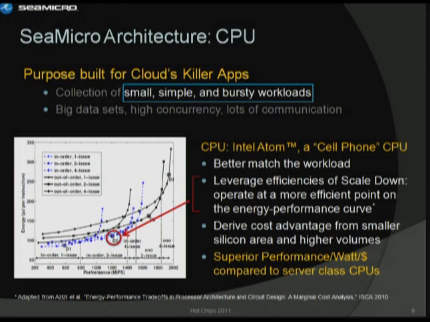So the first choice at hand was the kind of CPU we use. Now, the SeaMicro architecture is completely agnostic to the kind of CPU we use because we virtualize PCI Express.